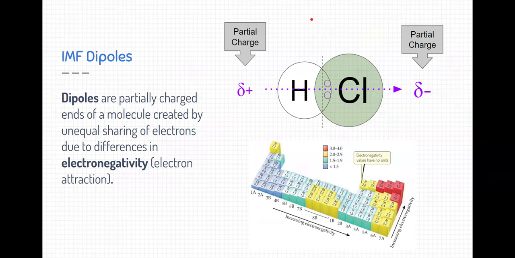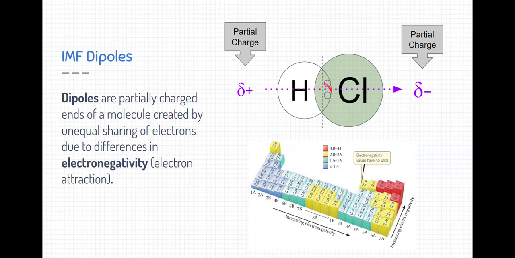So let's talk about those dipoles. How do intermolecular forces occur? They occur because of dipoles. Now, a dipole is just a positively charged end of a molecule, and that's caused by an unequal sharing of electrons. Take a look over here at my example of hydrogen chloride or hydrochloric acid. Now, hydrogen and chlorine stick together covalently. They technically share electrons, but we're going to learn now that they do not share those electrons fairly.